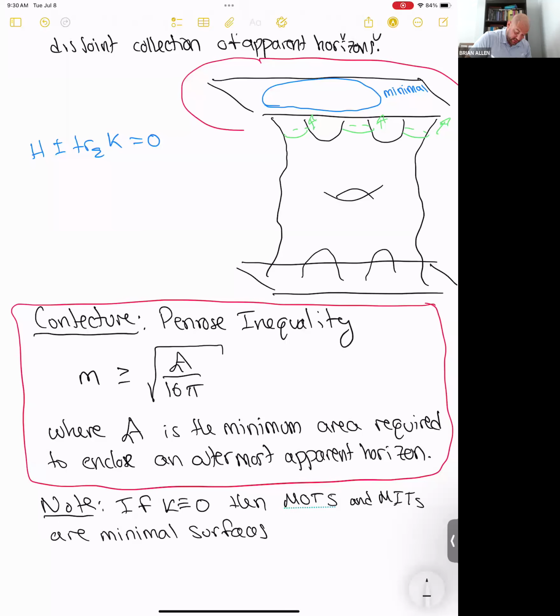So when you're in the time symmetric case, you'll hear people talk about the outermost minimal surface and outer minimizing and all that, but that's because these things wind up boiling down to the same thing, and that's not surprising because of the condition h plus or minus trace k. If k is zero, then you're just asking h to be zero. Okay, good.